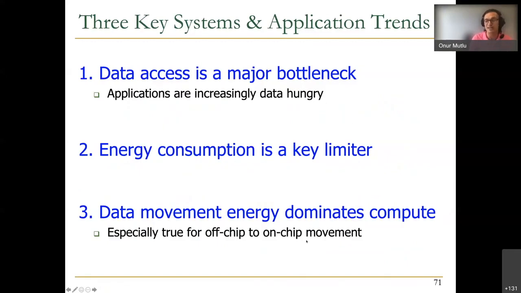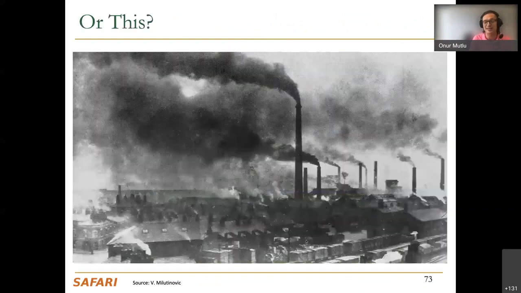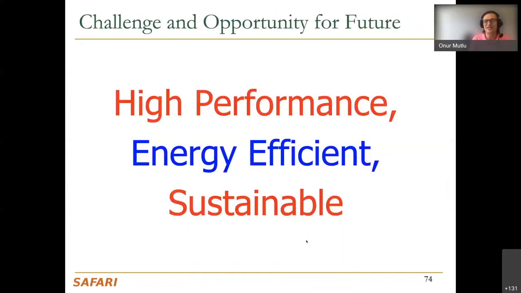We're going to take a look at each of these quickly, and then we're going to take a look at some solution directions. In my opinion, the key question is this. Going into the future, do we want sustainability and energy efficiency in the world, or do we want a world that looks like this, that's going to be terrible for our children? I think we want energy efficiency and sustainability, but we also want high performance to solve the problems. The question is, how do we get there?